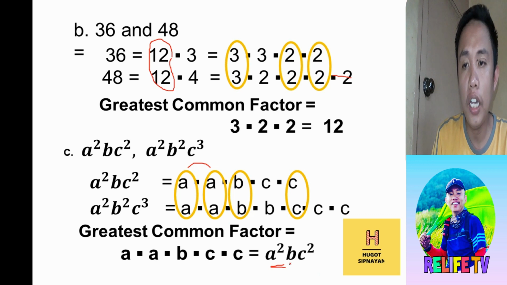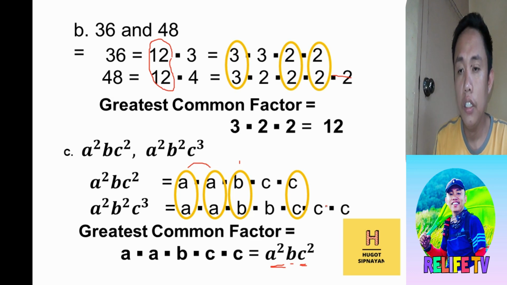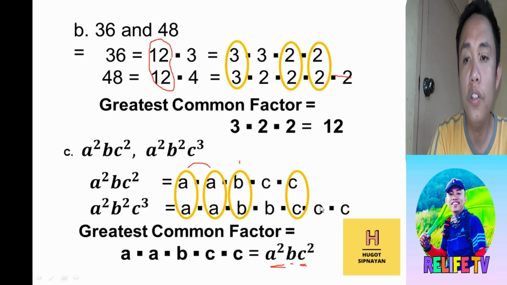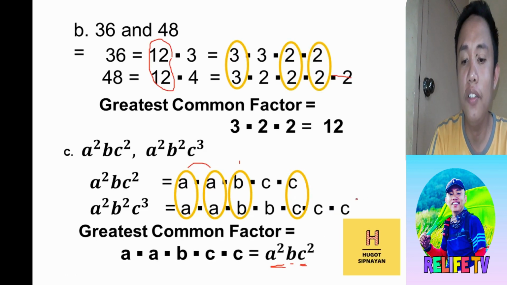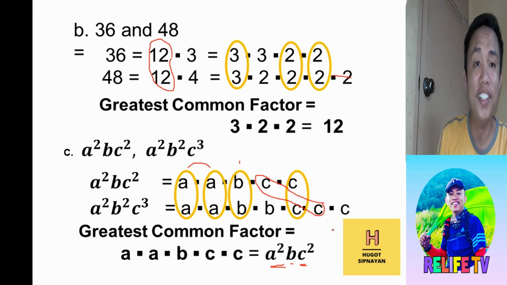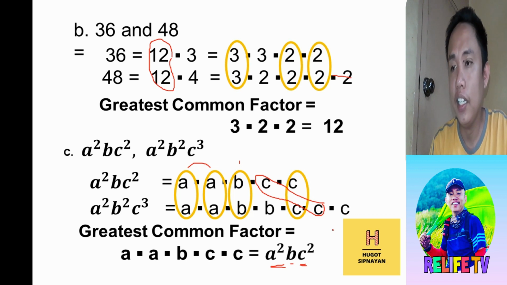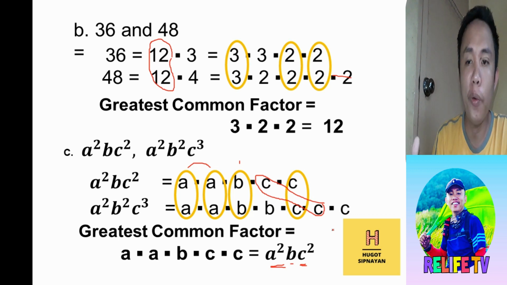Yung b naman, dahil common yung b, ito po siya. Yung c, which tends to be common, ito po yung c tinatawag. C. So, medyo nawala lang yung isang ano. So, technical difficulty tayo yun, nawala yung isa. Yung another common. So, yung c squared na tinatawag natin. Okay? So, we have a squared, we have b, we have c squared.